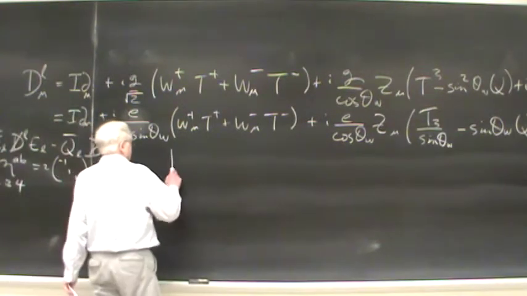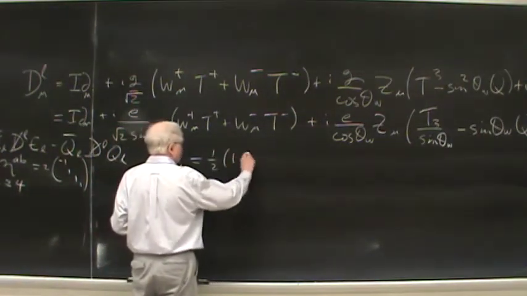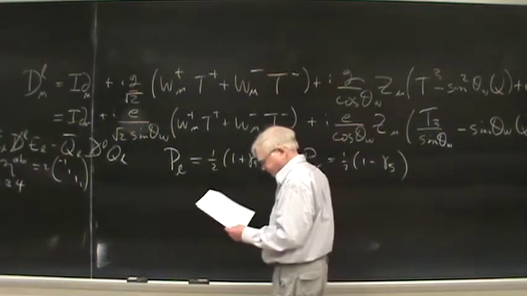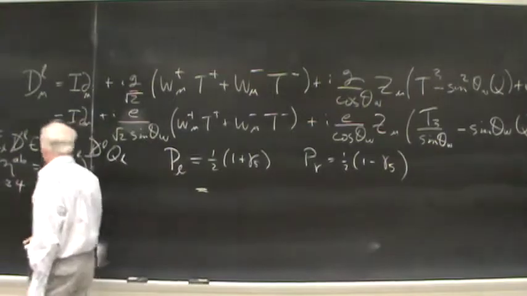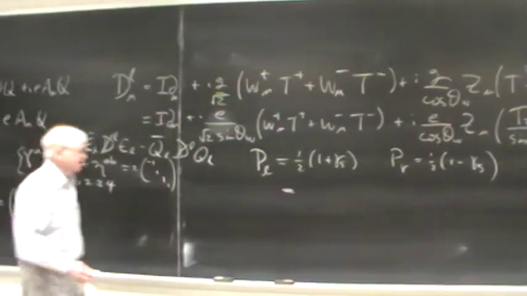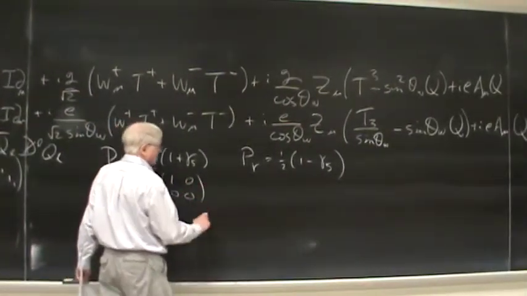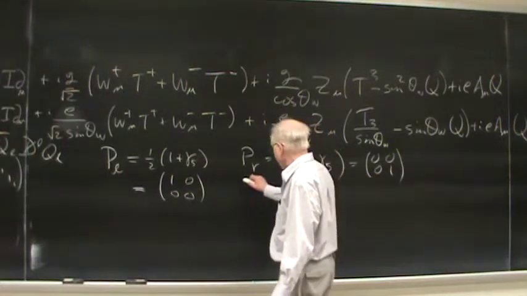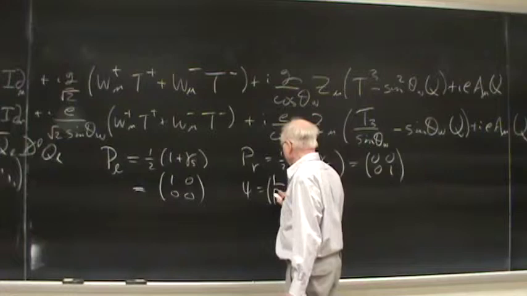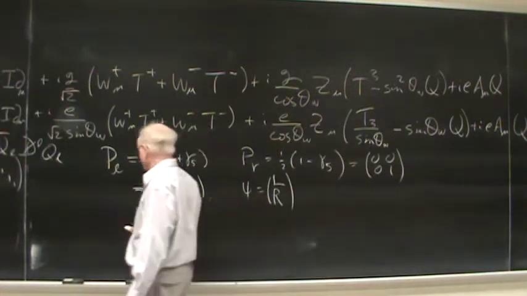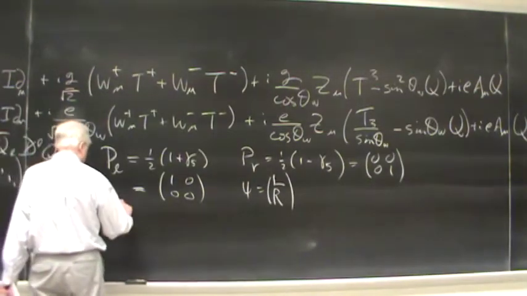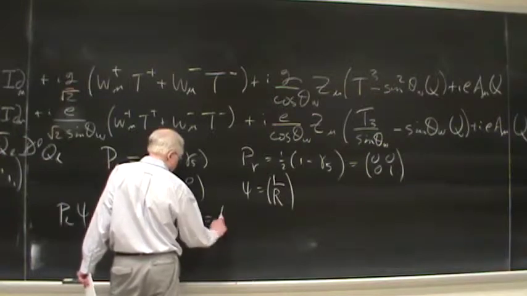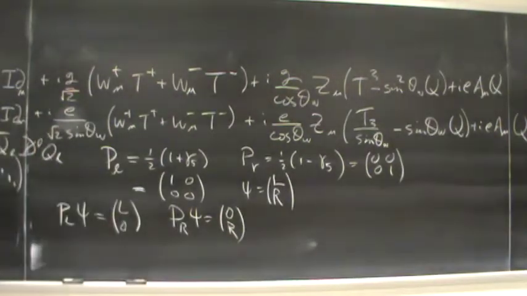Okay, well, there are projection operators, P sub L, which is 1/2 (1 plus gamma 5), and P sub R, which is 1/2 (1 minus gamma 5). And if we just look at what gamma 5 is, 1 plus gamma 5 is just 1, 0, 0, 0, and this one is just 0, 0, 0, 1. So on a two-spinor, psi equals, say, left, right, P left on psi just gives us left, 0, and P right on psi just gives us 0, right. So these are projection operators.